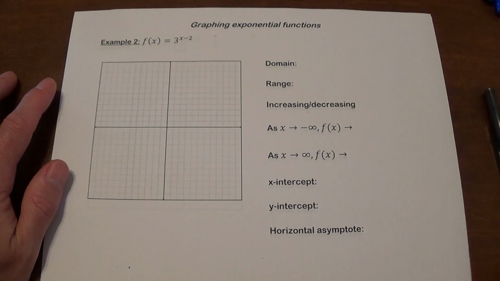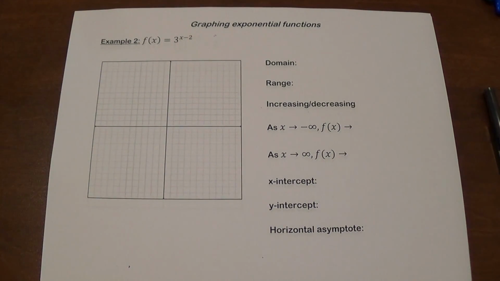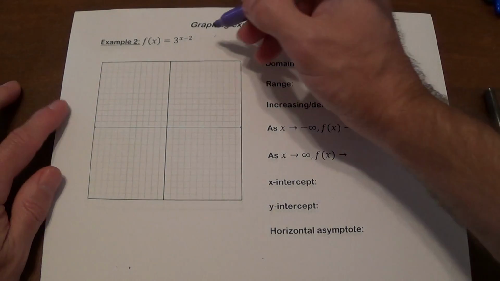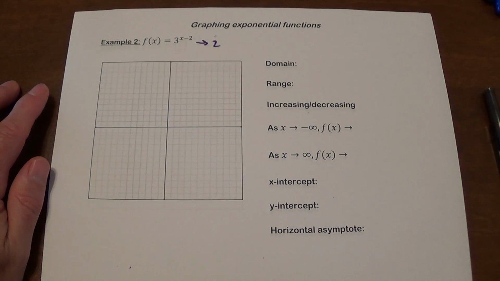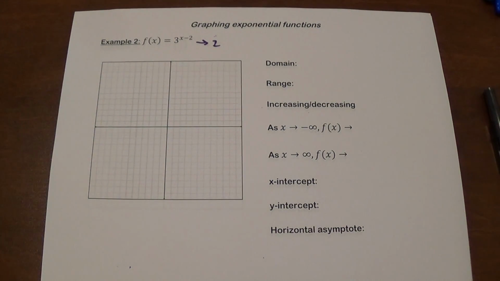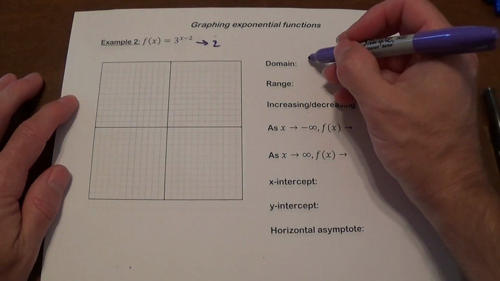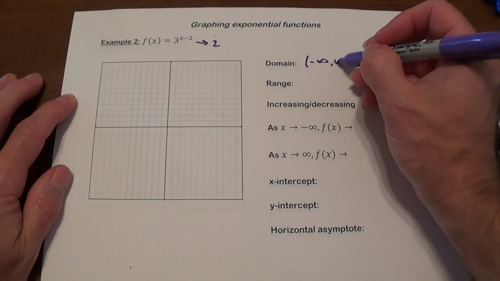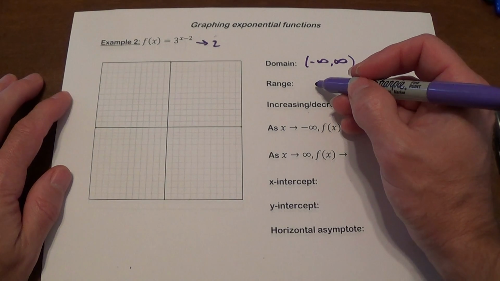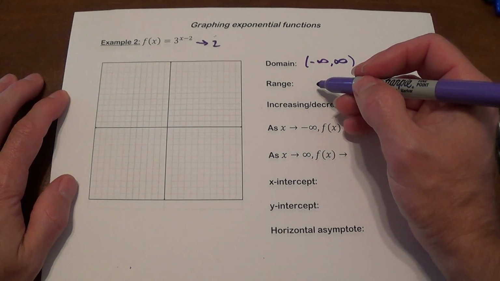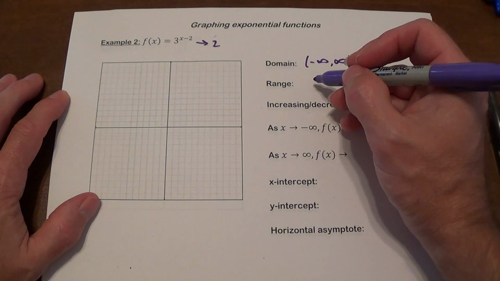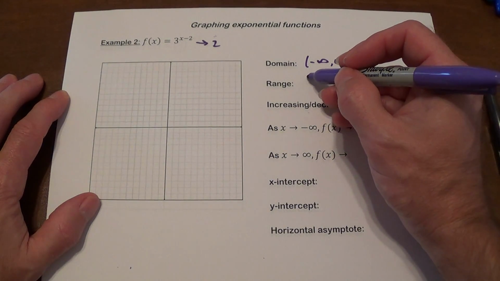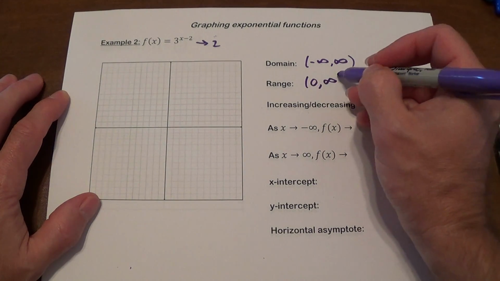3 to the power x minus 2. So here we have a horizontal shift, 2 units to the right. So the range is going to stay the same. First of all, the domain is always going to be all real numbers. We can just write that. The range, since we're only shifting it left and right, is not going to affect the vertical values, so it's going to be from 0 to infinity.